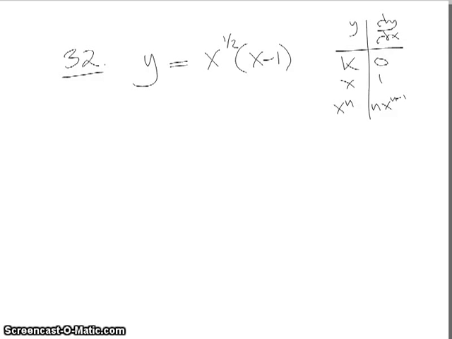Okie dokie, let's have a quick go at 32 then. Here it is. y equals x to the half, bracket, times x minus 1. So we need the bracket rule, so I'll put it down the bottom. a times (b plus c).